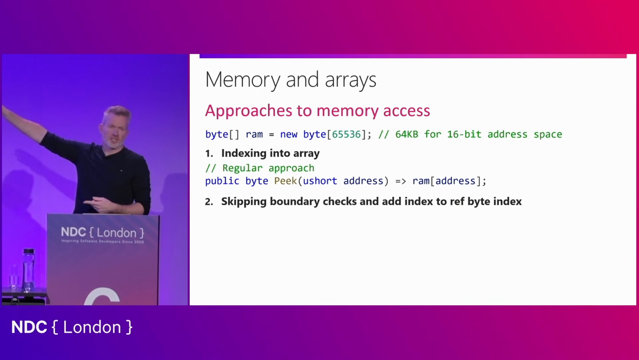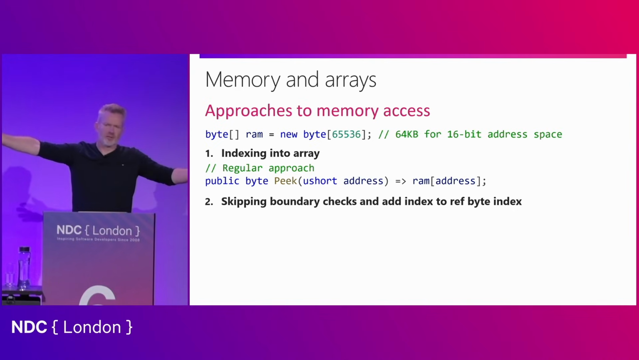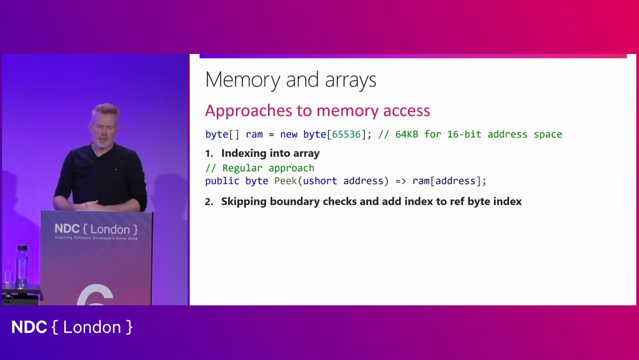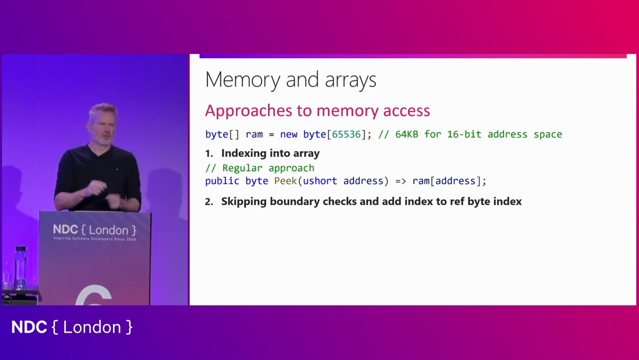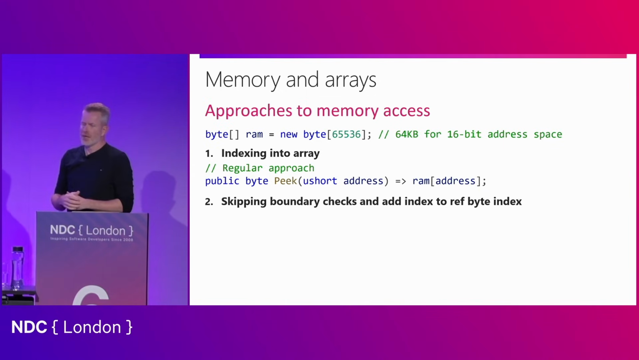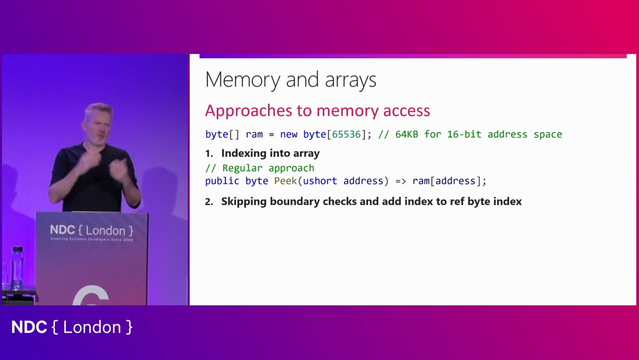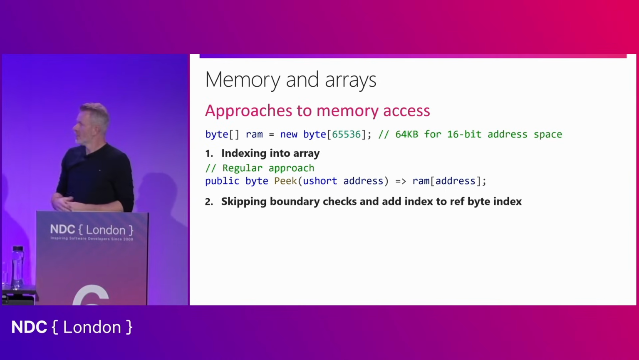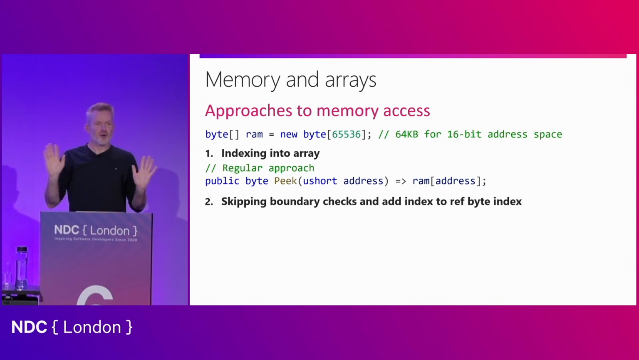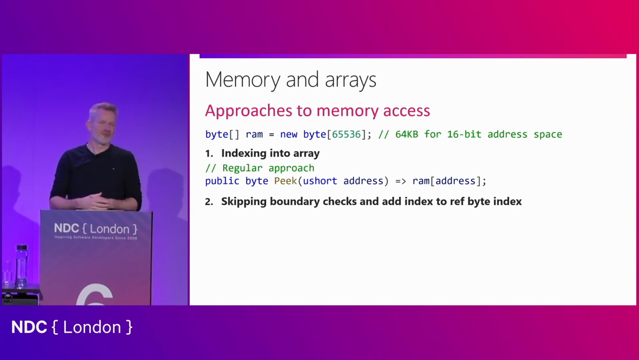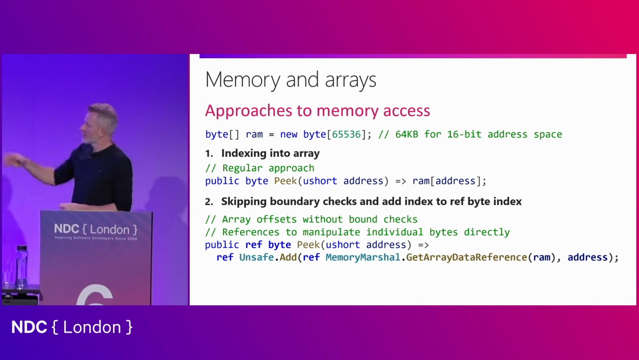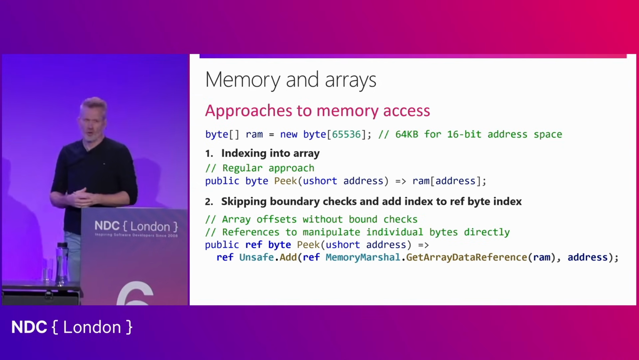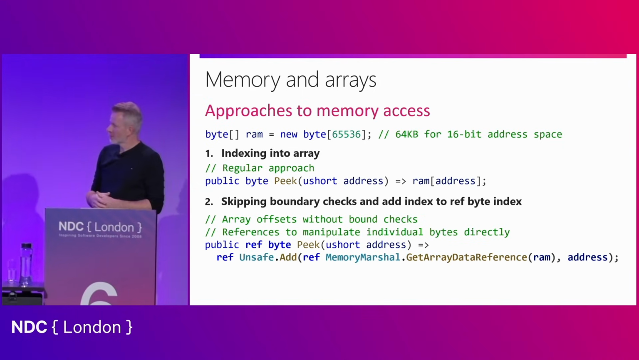Indexing into this large array, and the larger it becomes, if you do maybe a 16-bit emulator, the more expensive that becomes, is because they do boundary checks. Don't you go over the length of the array? And that's where you'll get exceptions. But you can say, I know what I'm doing, and just don't do the boundary checks. And that's where you can do things a bit differently.